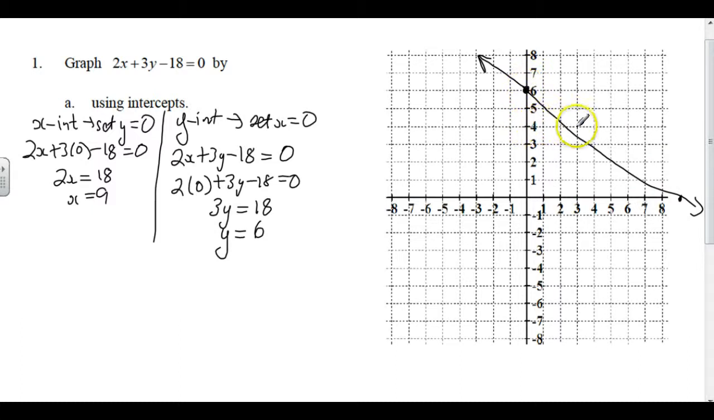Down 2, right 3. You know what, let's do this in a different color. Go down 2, right 3. Go down 2, 1, 2, 3. That's going to put that there. And if we can, go up 2, 1, 2, 3, and left 3. And let's see if I can draw a better line this time. Okay, and there we go.